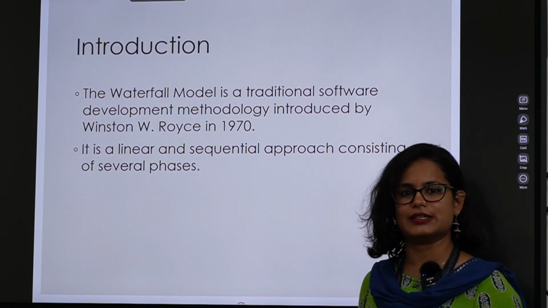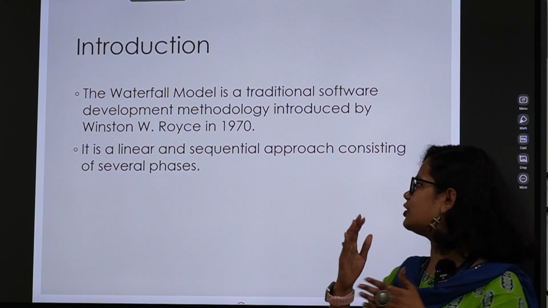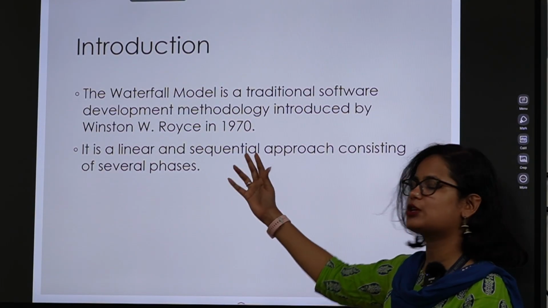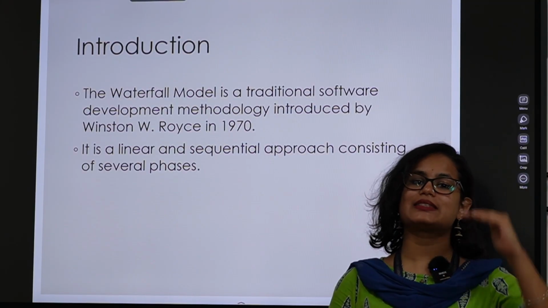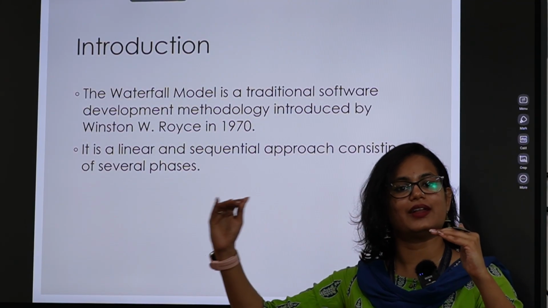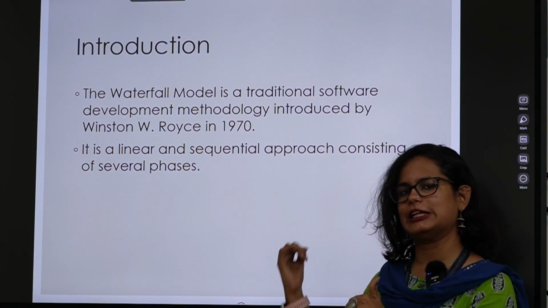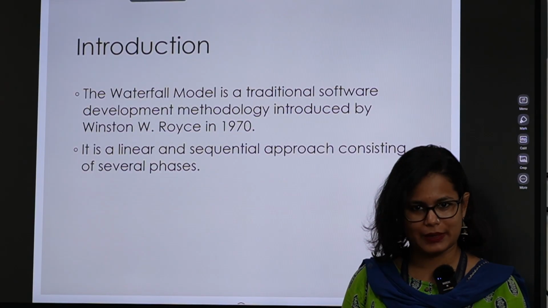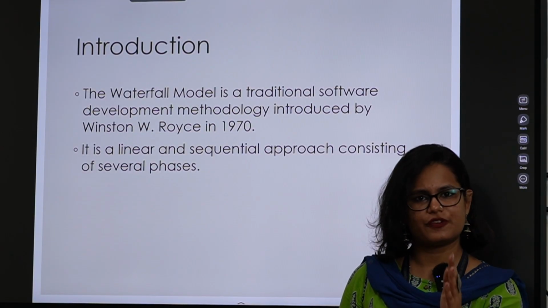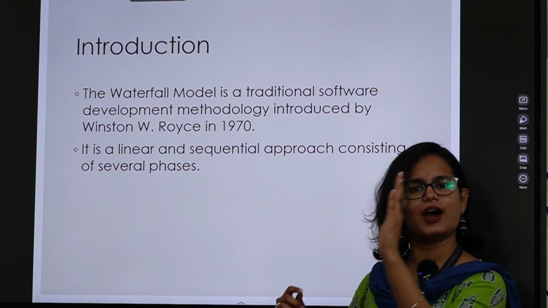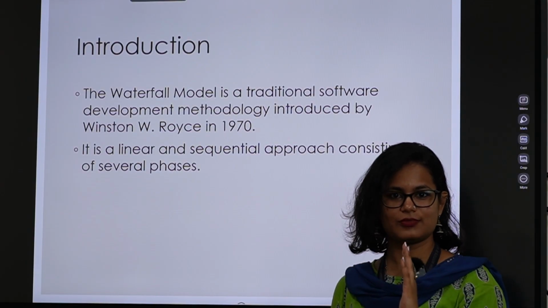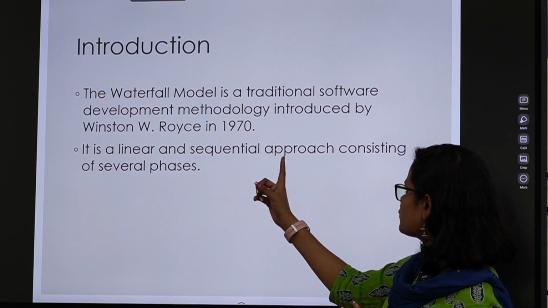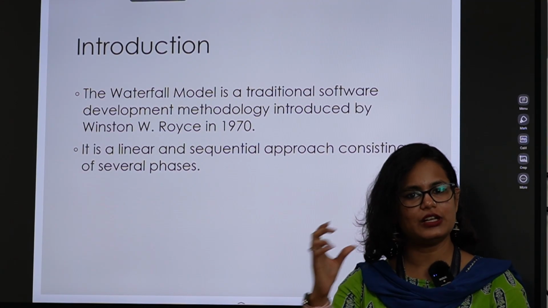Now, the one that I'm going to talk about, this waterfall model, has been introduced by Mr. Winston W. Royce in the 1970s. It's linear and sequential. What do you mean by linear and sequential? It means that it goes only in one direction. I will explain in detail in the next few slides what I mean by that. Sequential means one after the other, linear means in one direction.